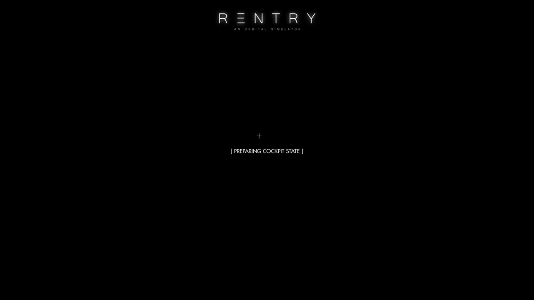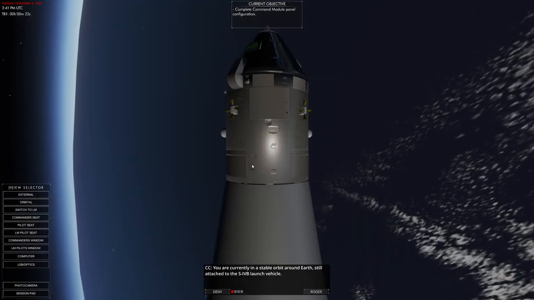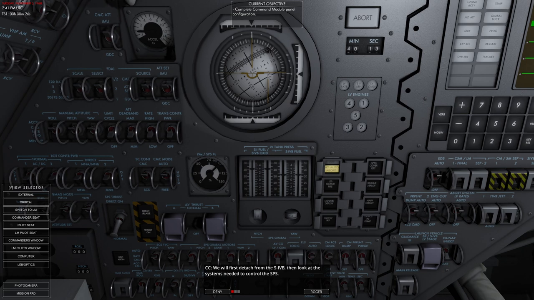Yay for loading times. All right, let's take a look. SPS. Today we'll be learning about the SPS. Yep. You're currently in stable orbit around Earth. Yes, we are. Still above the S4B. Okay. We will need to detach from the S4B, then look at the systems needed to control the SPS. This will go through the basic operations. I recommend checking the flight manual for details.